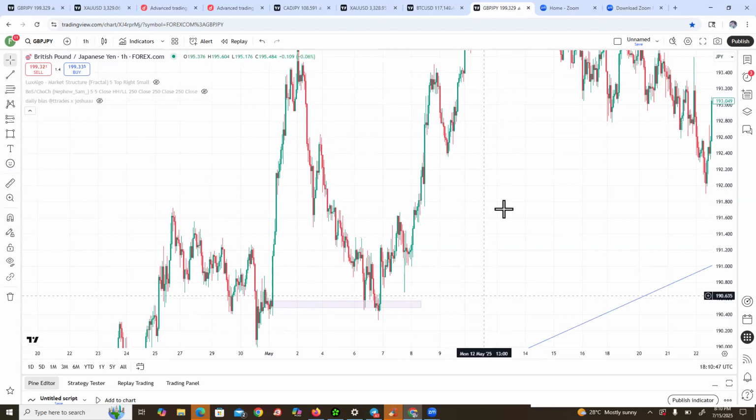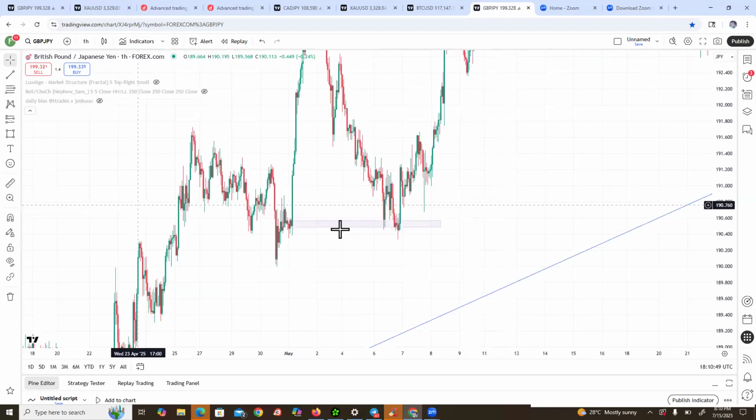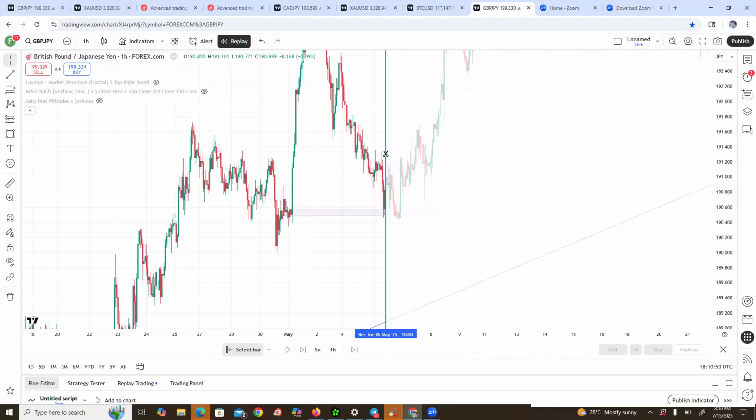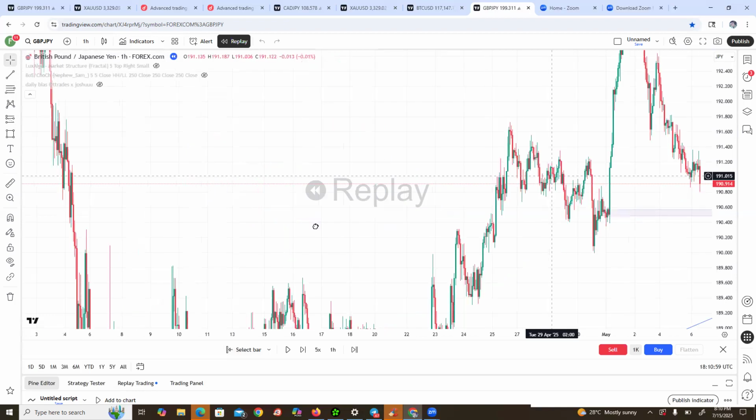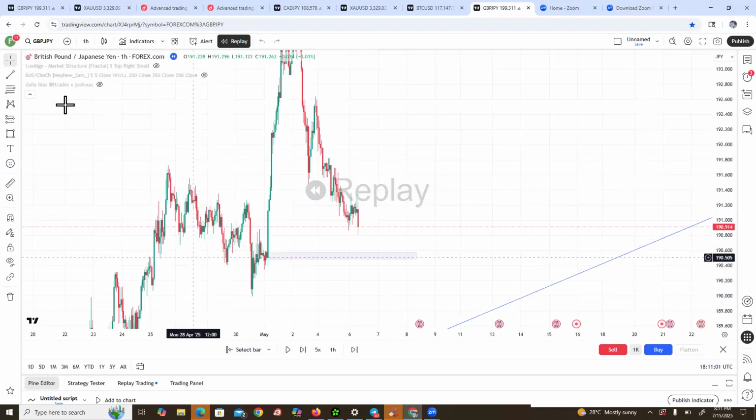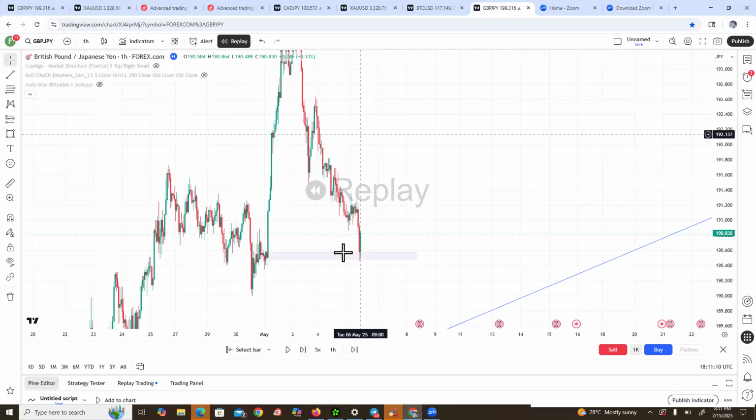So now, to be on the safer side, let me remove all these things. Now the market is coming down, then taps on your zone. Let me remove this thing.